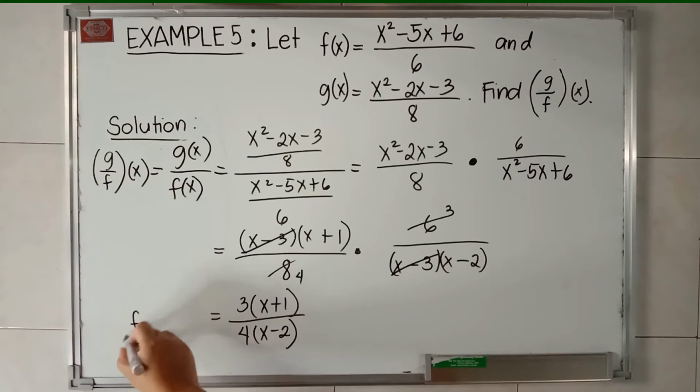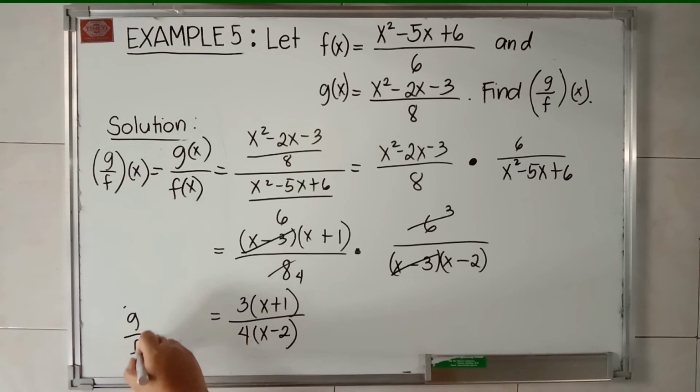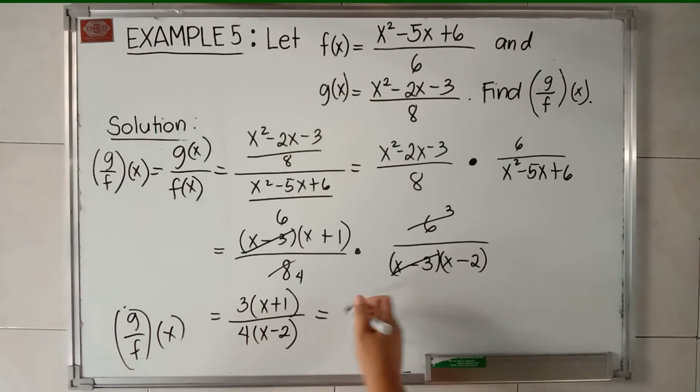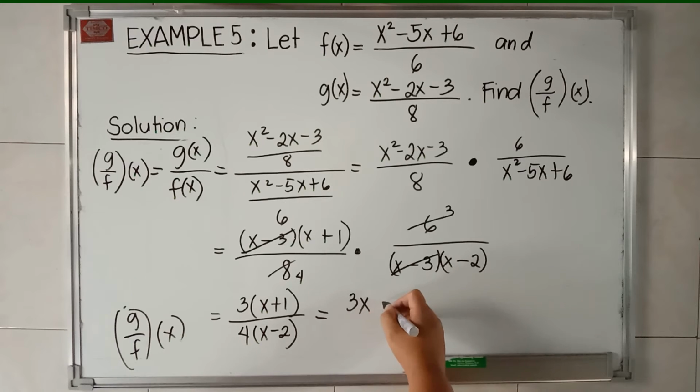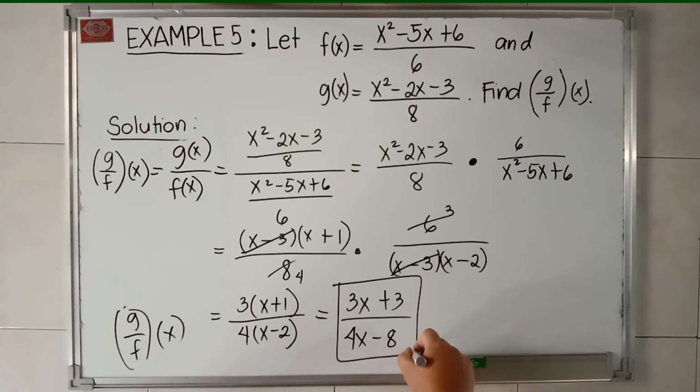So we can still, so that is g over f of x, but we can also still simplify. So 3 times x is 3x plus 3 over 4 times x is 4x, 4 times negative 2 is negative 8. So that is the final answer.